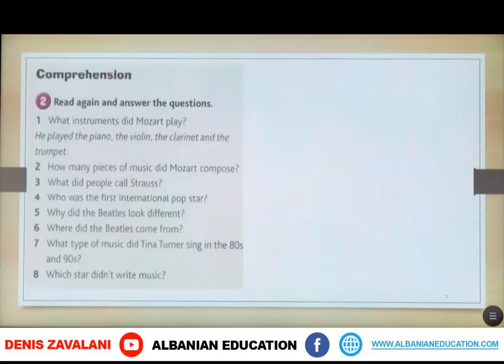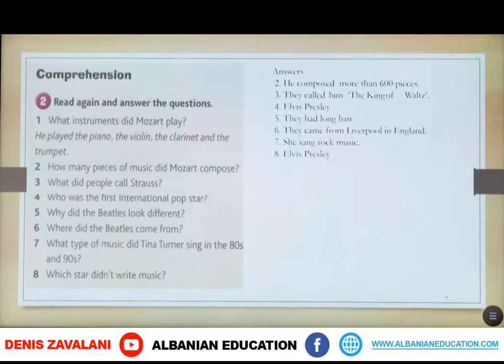Okay, now take some time and read the history again and answer the questions. Here you have 7 questions related to the text that you already listened to. So take some time and try to answer these questions. Okay, so how many pieces of music did Mozart compose? He composed more than 600 pieces. What did people call Strauss? They called him the king of waltz.